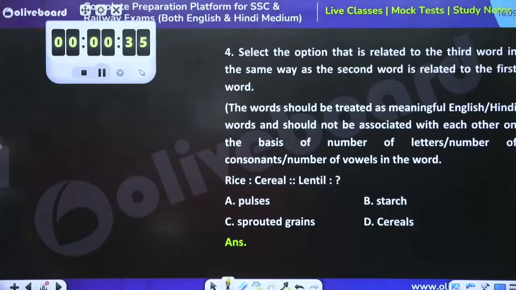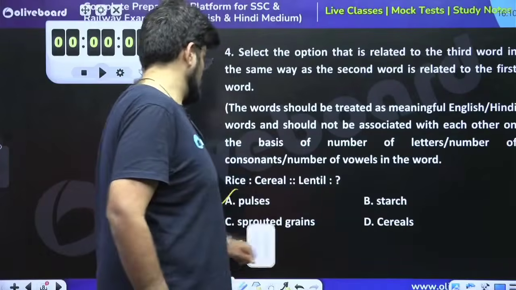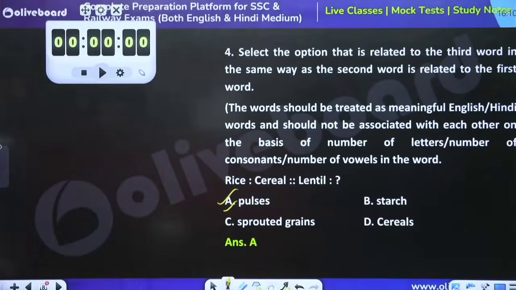Good, very good, Anshu. Rice is a cereal, lentil is a pulse, right? Correct.